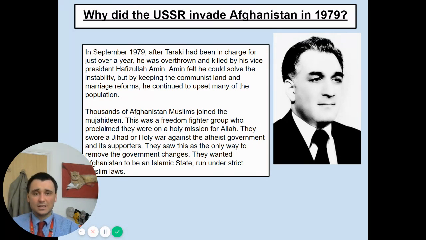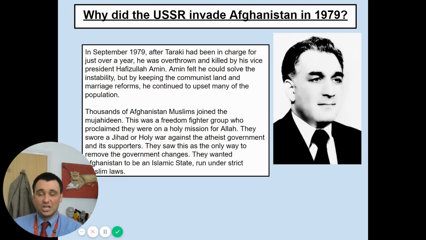And these Afghanistan Muslims realised that the best way to do this was to get rid of the government. And so thousands of them joined what we call the Mujahideen. And the Mujahideen were a freedom fighter group, and they said they were on a holy mission for Allah, that they were going to get rid of this atheist influence which had turned up in Afghanistan, and they were going to restore Afghanistan to the way it had been before.